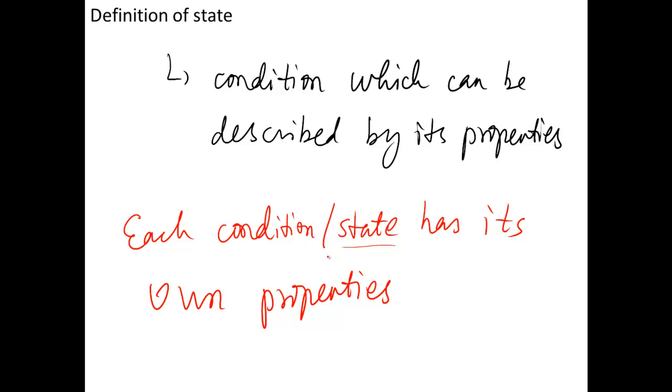Okay, and I will introduce you to some details about properties and state, such as point function, in the second part of this topic, and we will talk about how we can determine whether a variable is a property of state or not.